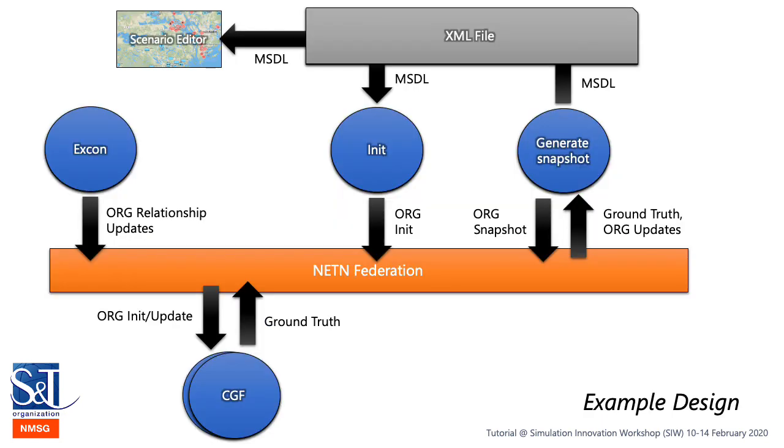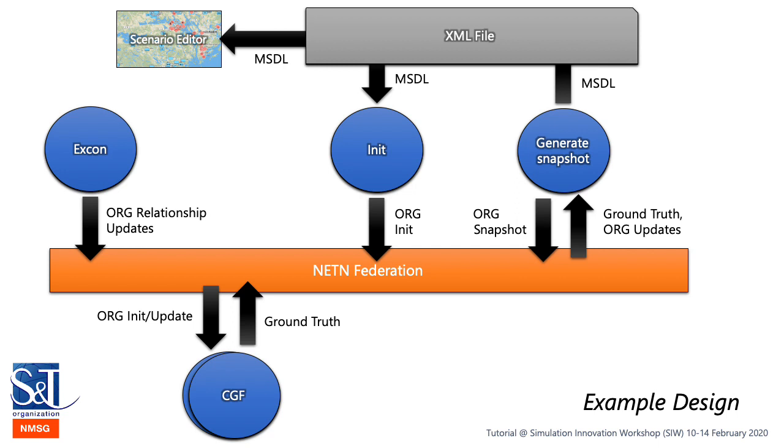I'll just show you a short example of a design that we tested where we're using MSDL files. MSDL defines a schema for an XML file, which captures the force structure and the force relationships, and we also added the possibility of adding initial allocation of modeling responsibilities to different federates. So we use it for initialization. We have components that read the MSDL file and publish objects and interactions in the federation that represent the organization and changes in the organization. And we also have tools that can manipulate the force structure at runtime.